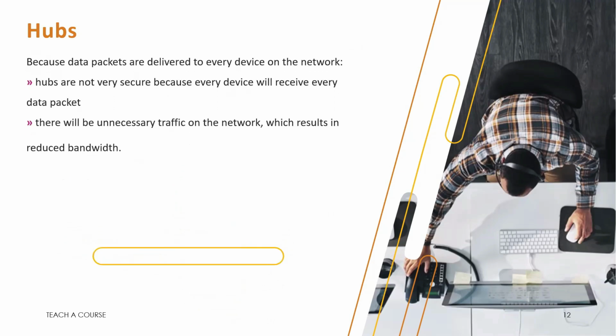Because data packets are delivered to every device on the network, hubs are not very secure, because every device will receive every data packet. So it's not good. It compromises security. And then there will be unnecessary traffic on the network, which results in reduced bandwidth. There will be traffic on the network because it's forwarding to devices that are not meant to receive, causing traffic.